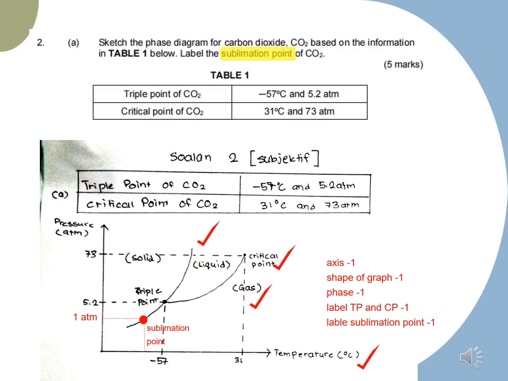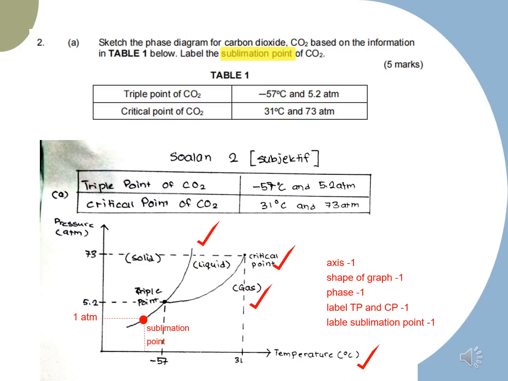The first step is to draw the x-axis and y-axis. The x-axis here is temperature in degrees Celsius or Kelvin, depending on the question given. And the y-axis here is pressure in atm. That one is mark number 1. The second mark is for the correct shape of the graph. So you have to know how to draw the phase diagram of carbon dioxide. That one is mark number 2.